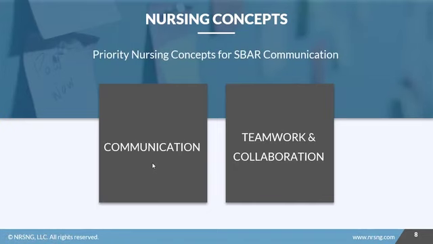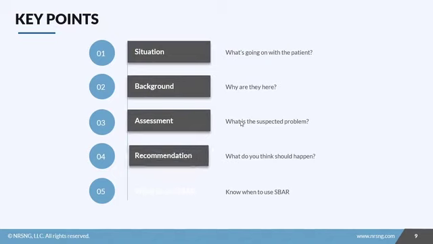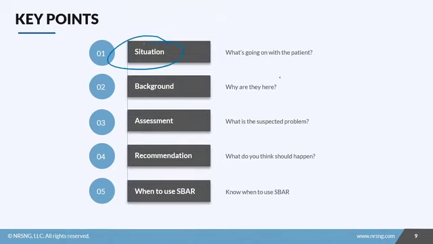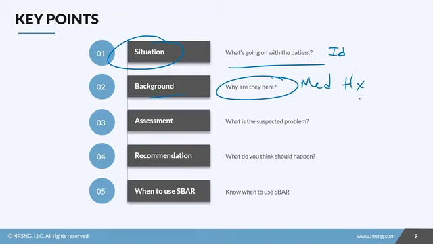Nursing concepts for this lesson are communication and teamwork and collaboration. Okay, let's recap. Situation. It's about what's going on with the patient. Also be sure to identify your patient. Background tells a brief medical history. So be sure to include your recent labs, any vitals, any pertinent information. Assessment. What do you think is going on with the patient? Speak your mind with your recommendations and make sure you advocate for your patient. What do you think should happen? And then know when to use SBAR format so that you can communicate effectively with those other healthcare providers around you.